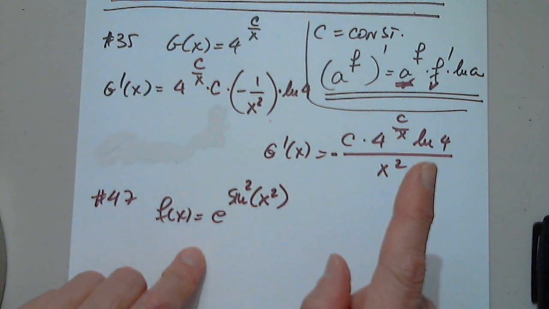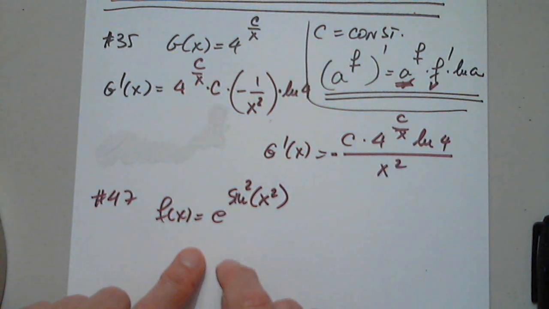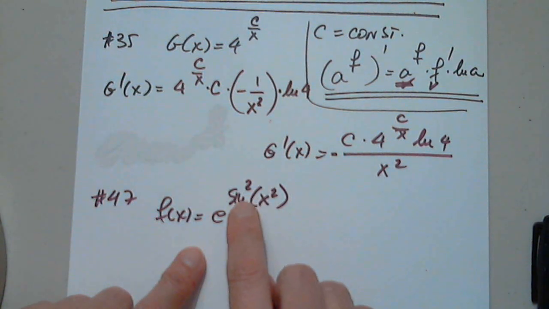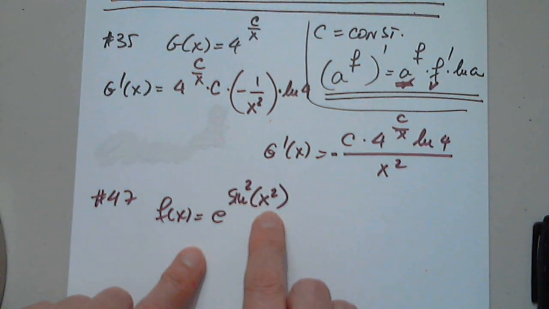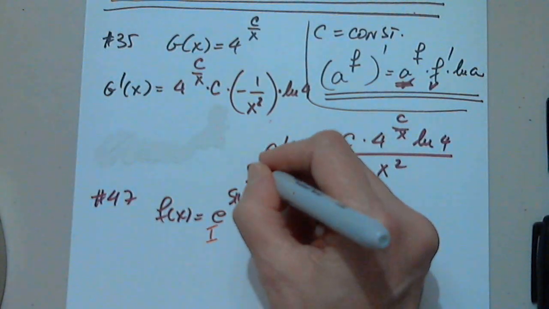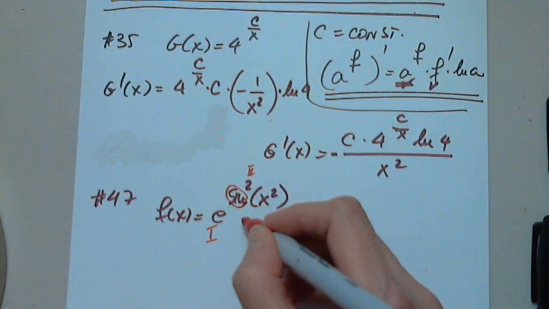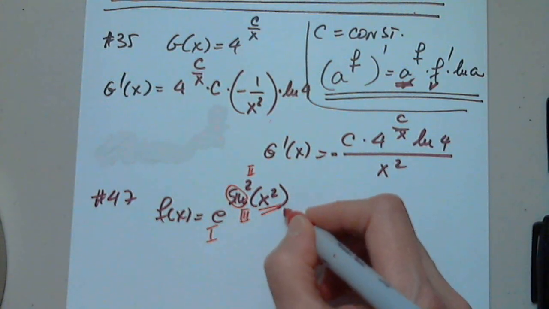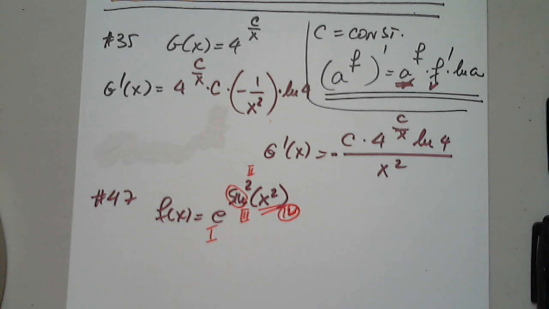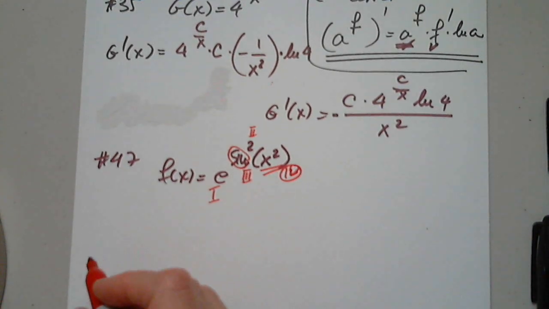So now going backwards, because that's how we differentiate. Outer, inner, inner. So the order is 1, 2, 3, 4. So now let's differentiate in that order.